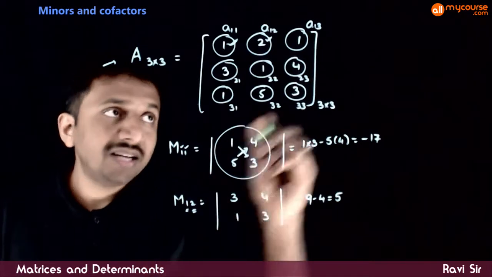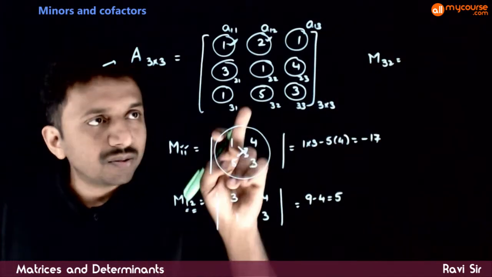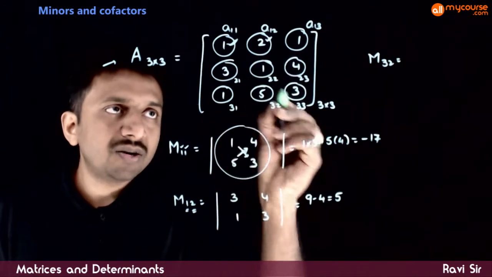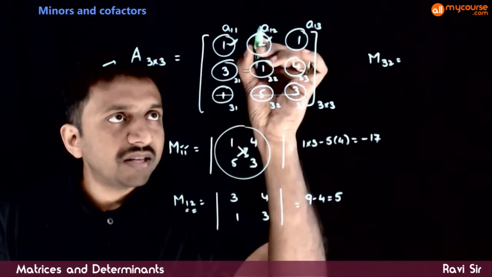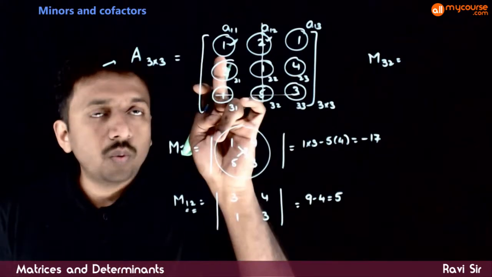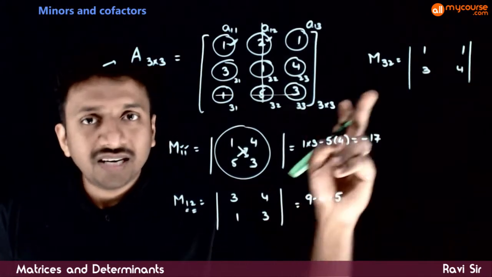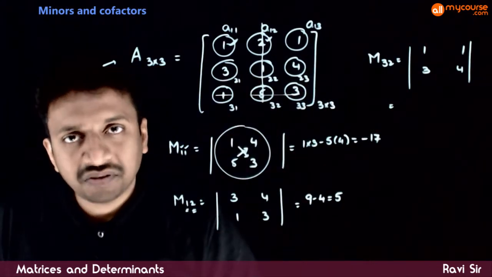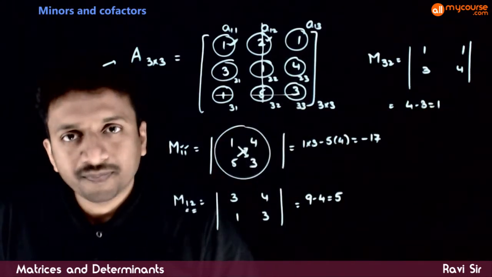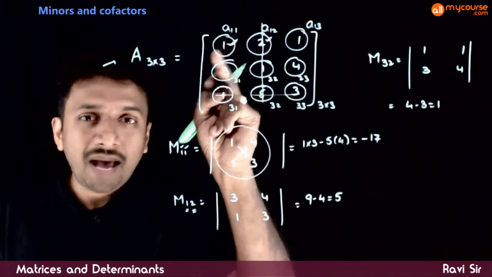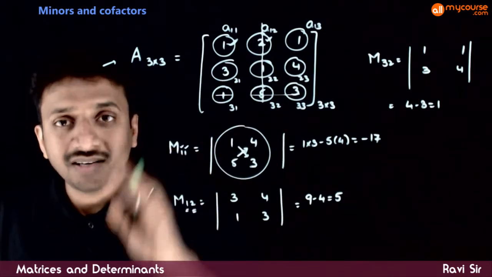So similarly, if you want the minor of any element, say the minor of the 3, 2 element. So what is the minor of 5? Remove the third row and the second column. Remove the corresponding row of this element and the corresponding column of this element. So what is the matrix remaining? 1, 1, 3 and 4. The determinant of this matrix is nothing but M32. 4 minus 3, which is equal to 1. So in this way, you can find the minor of each and every element of this matrix A.